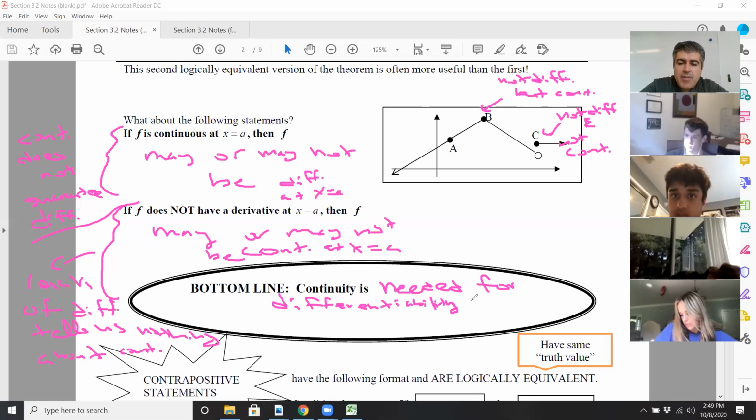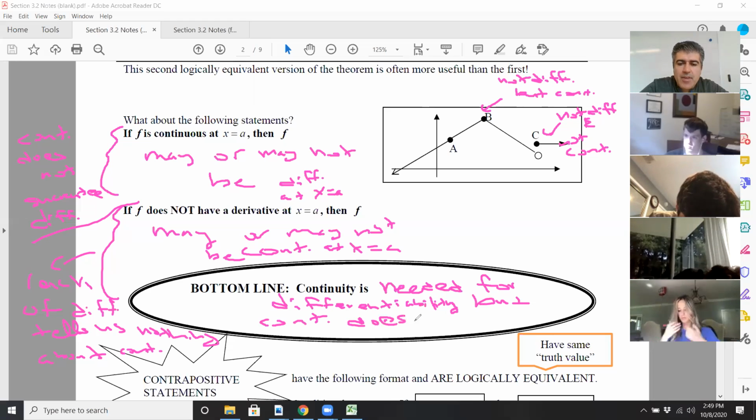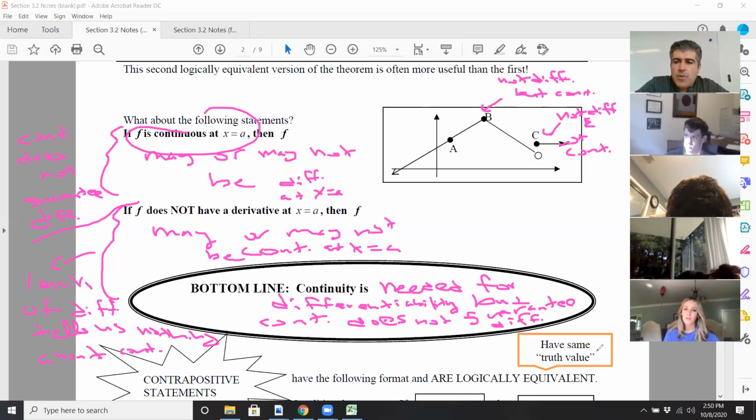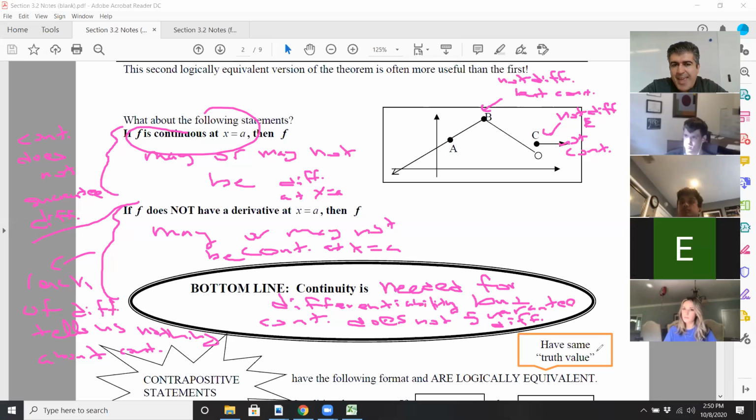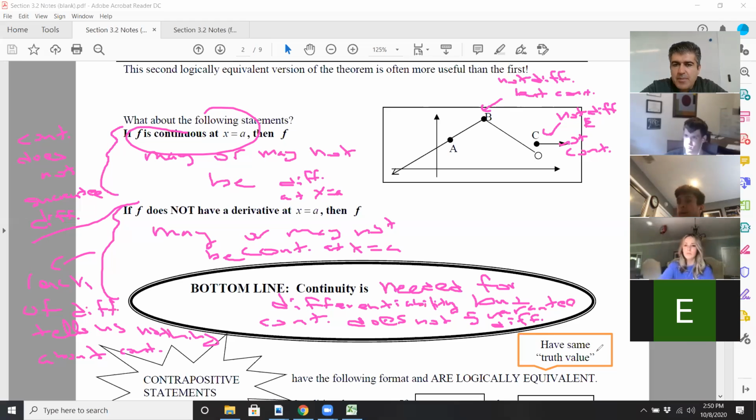We know that. But continuity does not guarantee differentiability, as you saw right here. Does not guarantee differentiability. So yes, if you're differentiable, you're going to be continuous. We definitely need that continuity to happen to be differentiable, but just the continuity alone can't tell us whether we're differentiable or not. We can't say that.